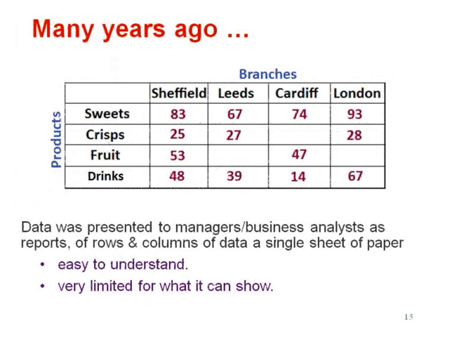So let's present a very simple data structure. Data could be presented to managers as a series of rows and columns on a single sheet of paper. In the example shown, we're listing branches and products. You can see that the Sheffield branch sold £83 worth of sweets, and the Leeds branch sold £27 worth of crisps. This presentation is easy to understand, but very limited in what it can show.